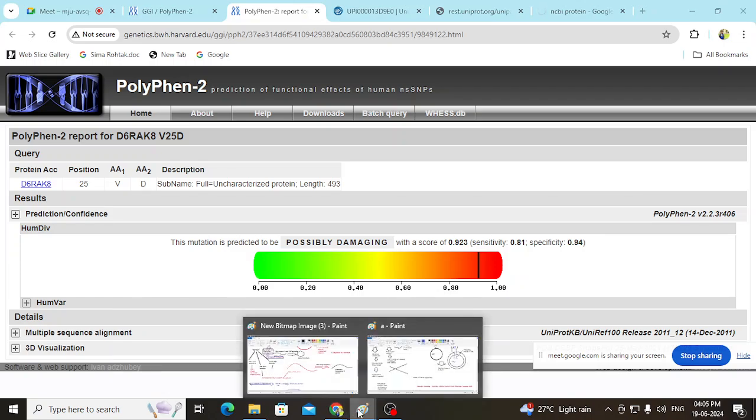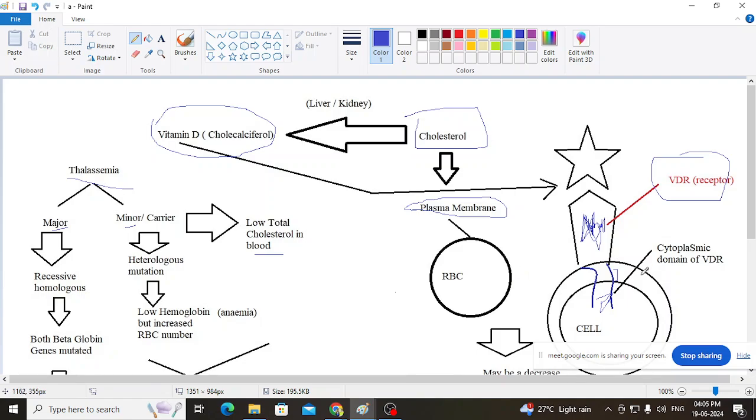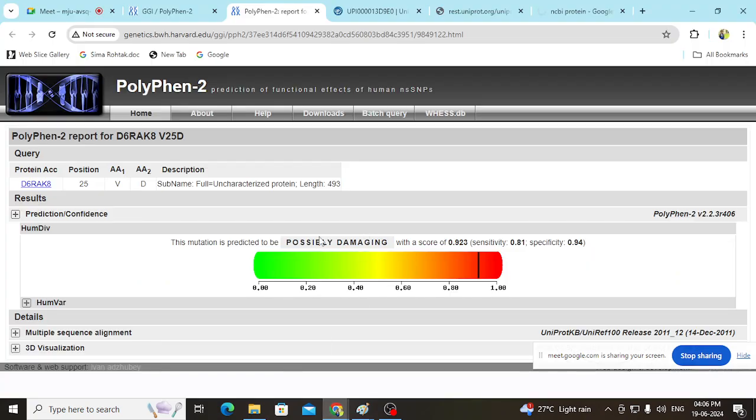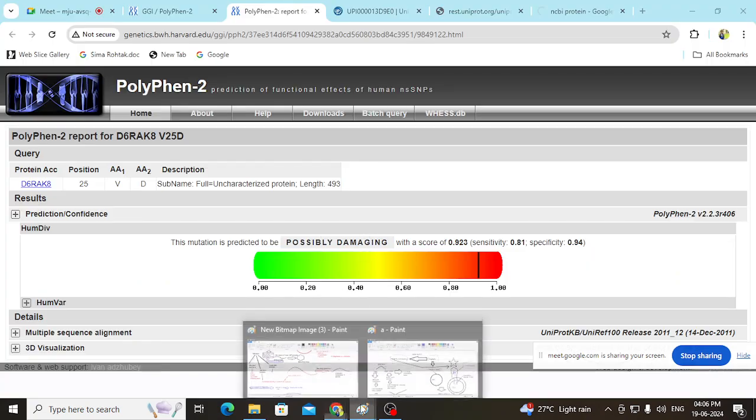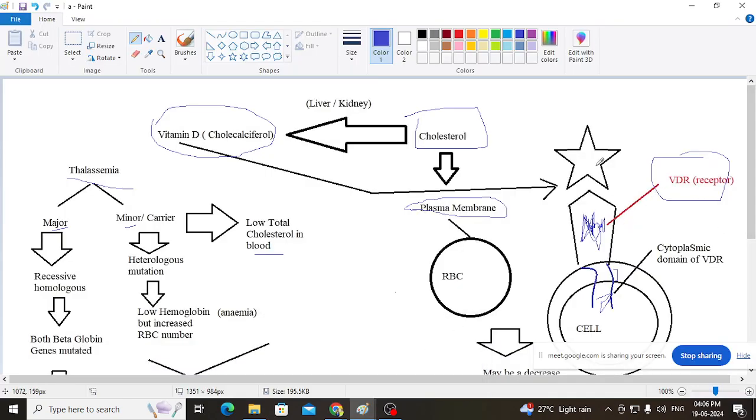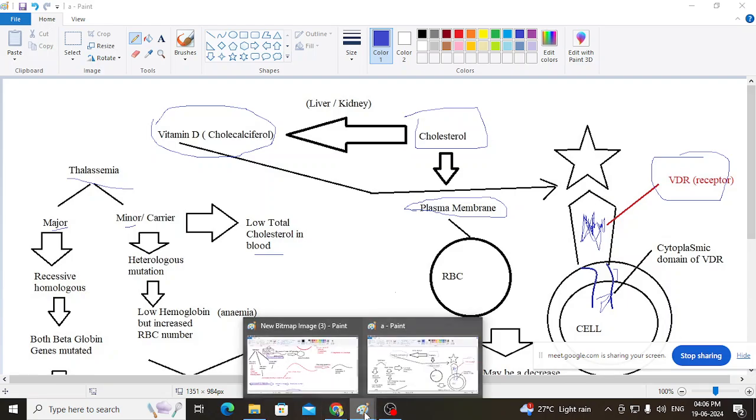And what will be the impact? The impact will be a massive destruction of the structure of the VDR receptor. And by and large, the result is possibly damaging. So since it is damaging, what does it mean? It means that it will not be able to bind vitamin D3 at all, and therefore there will be complete imbalance of calcium metabolism, because vitamin D3 is very important for calcium metabolism. We already know the role of calcium in human beings.